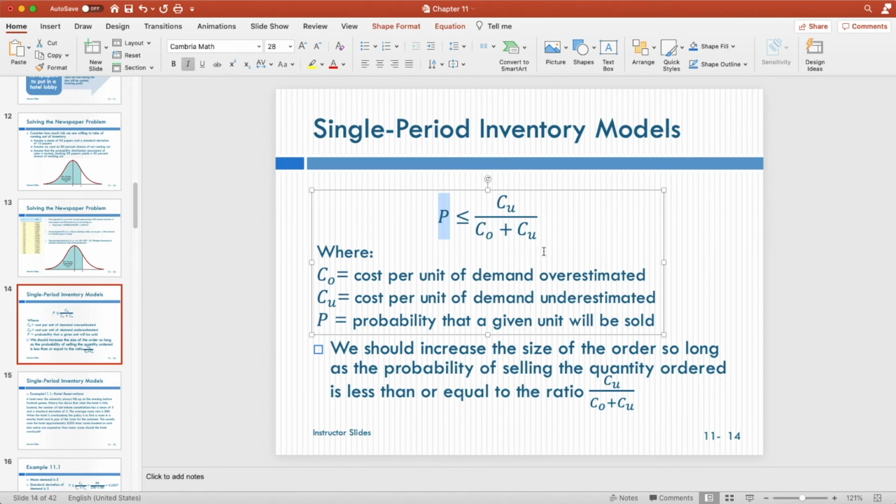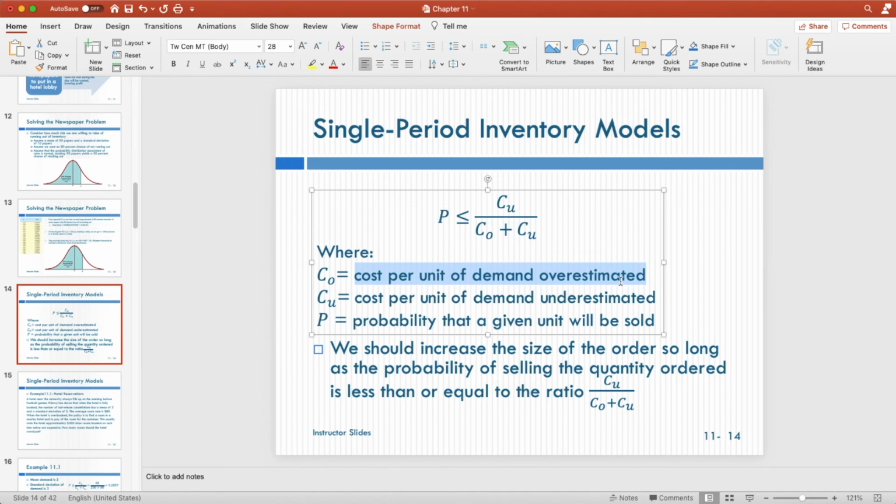And on the right-hand side of this equation, what is CU? As I show here, CU represents the cost per unit of demand underestimated, or equivalently, the cost of understocking, the cost per unit of understocking. And CO, you can even imagine what it is. CO is the cost per unit of demand overestimated, or simply the cost per unit of overstocking. So let me describe what the cost per unit of demand overestimated and underestimated are.